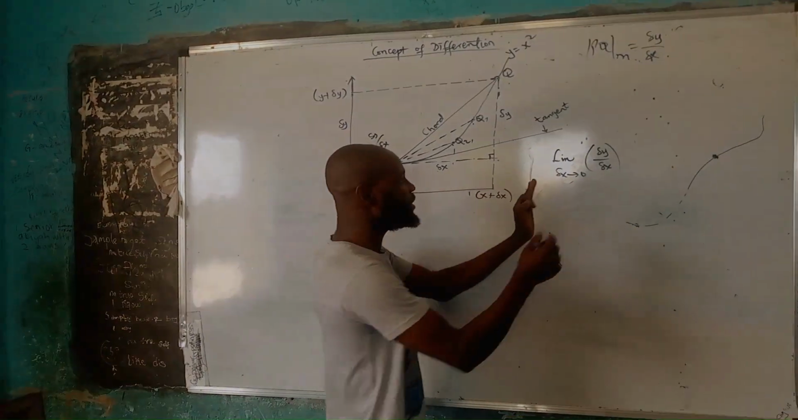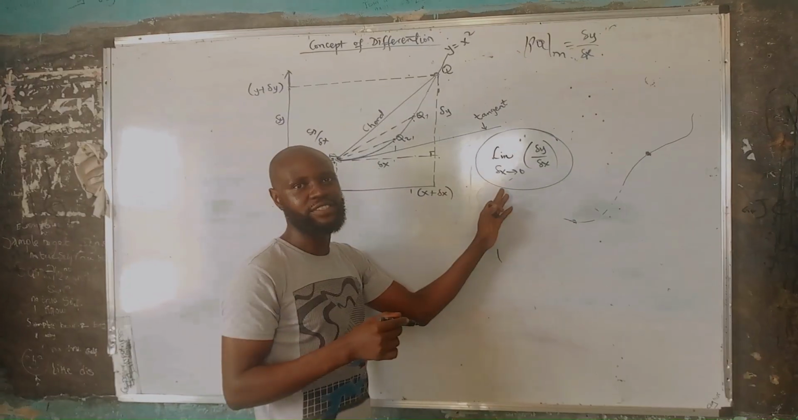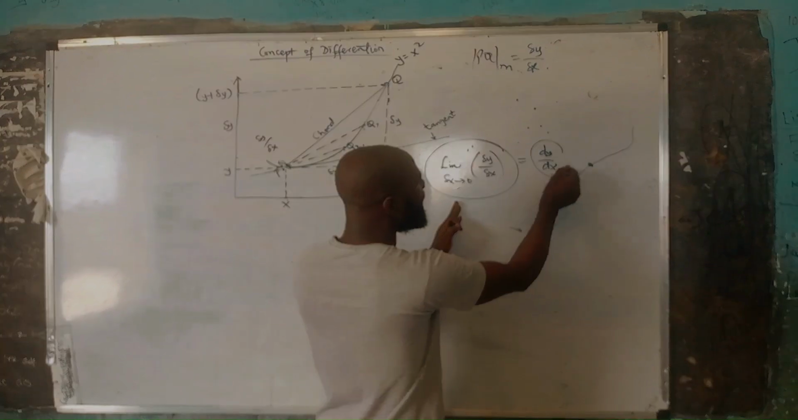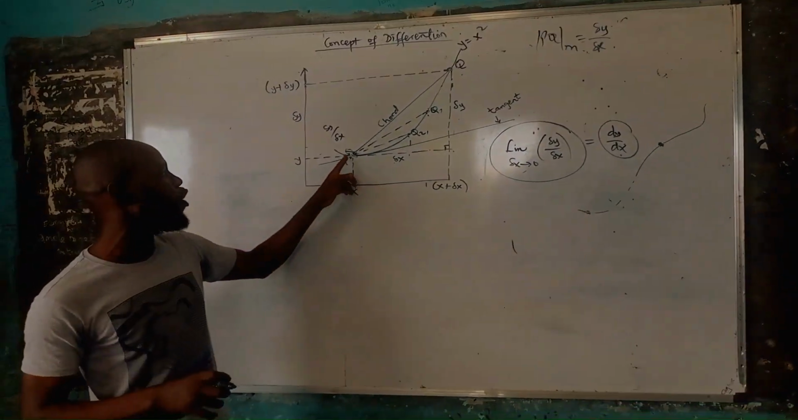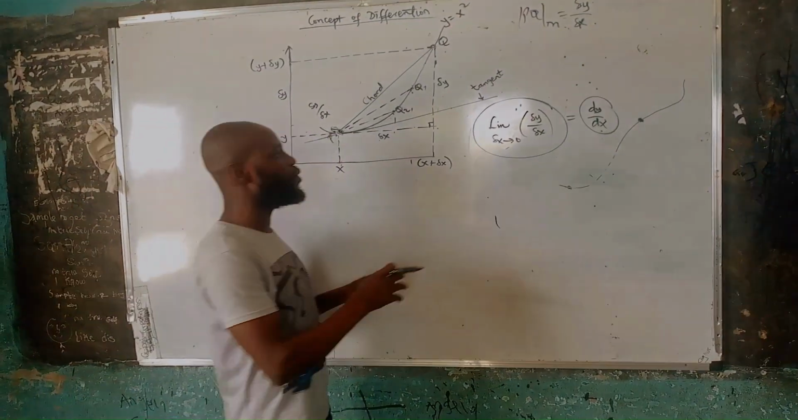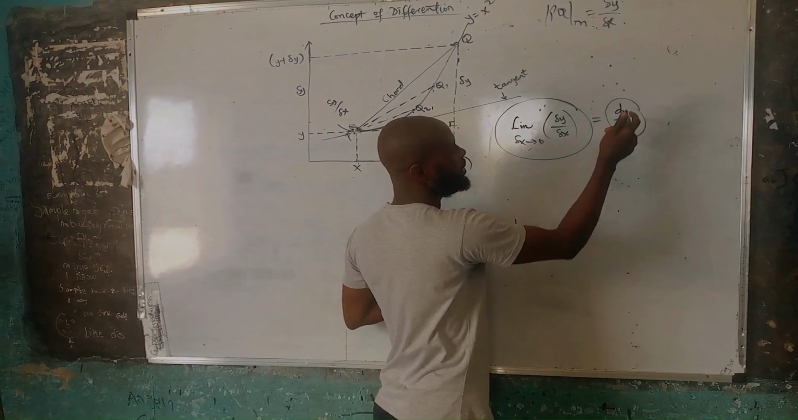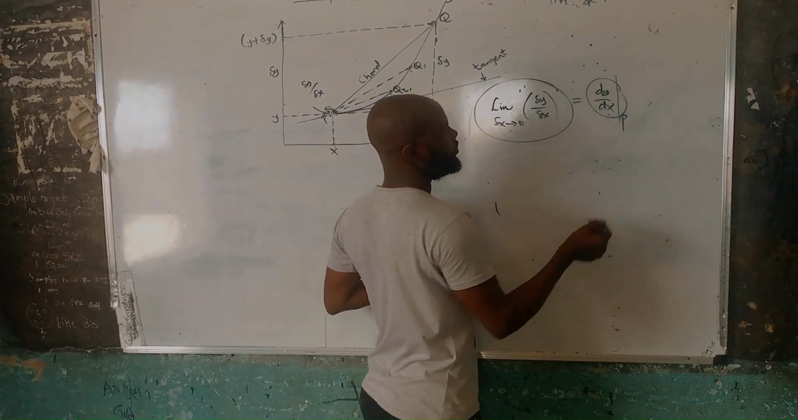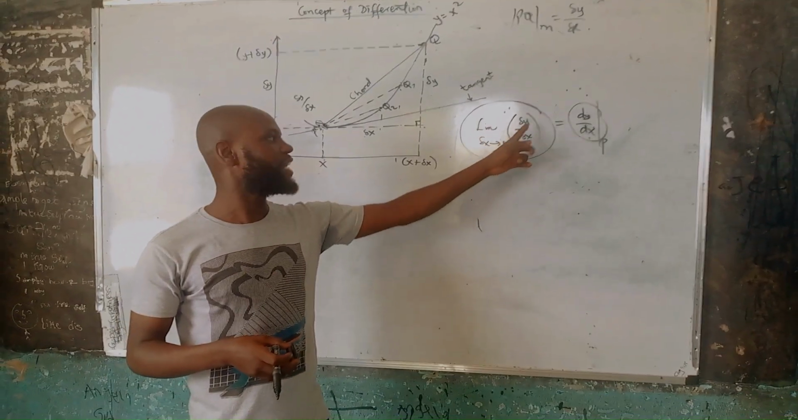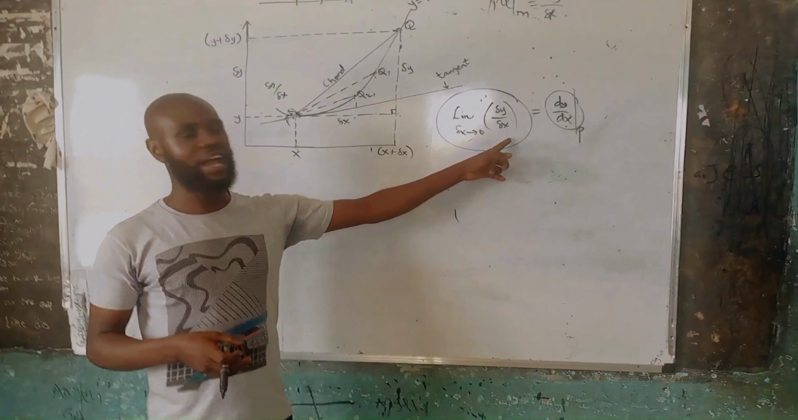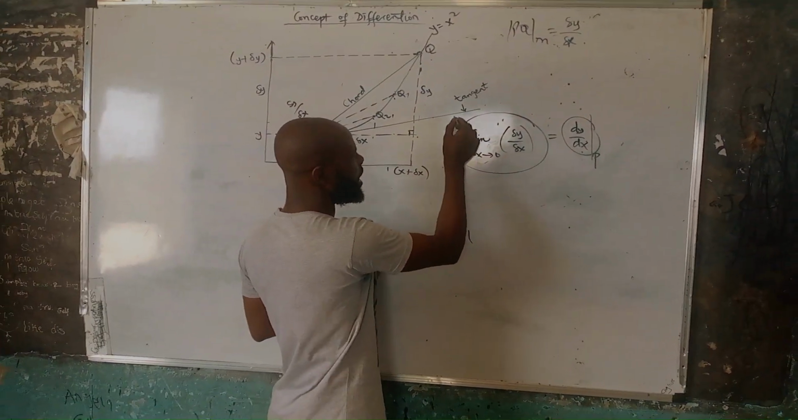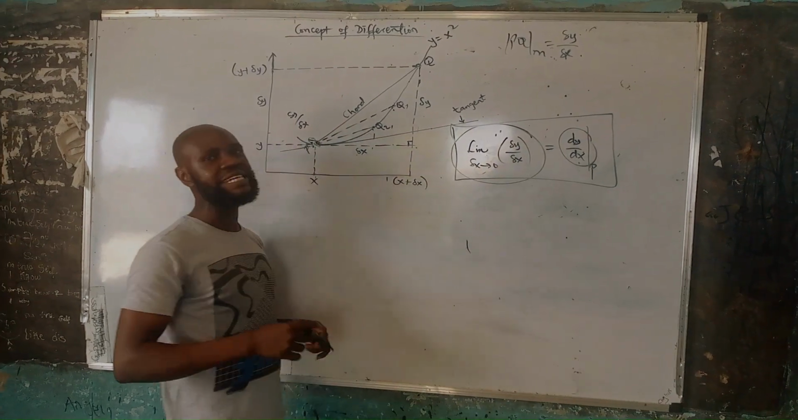So this limiting value of delta y over delta x is what we call dy/dx, which represents the gradient of this curve at point P. So we can just say that dy/dx at P is equal to the limiting value of delta y over delta x as delta x tends to 0. So we'll be using this formula for dy/dx.